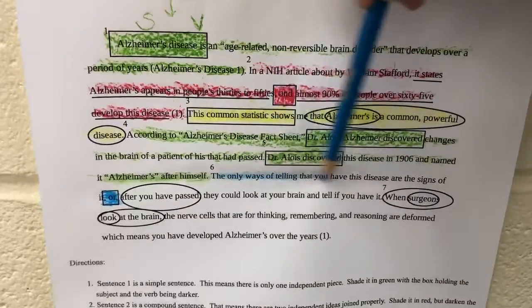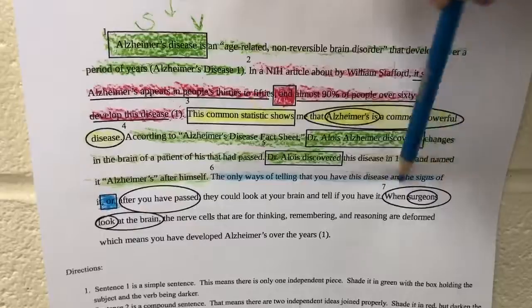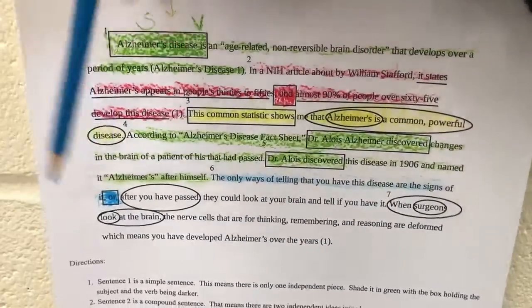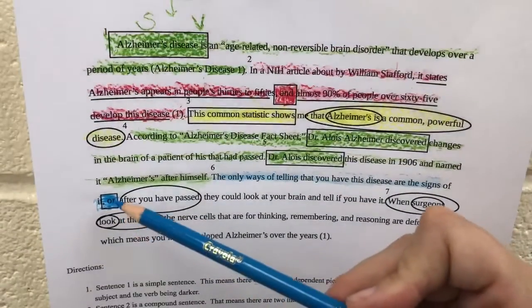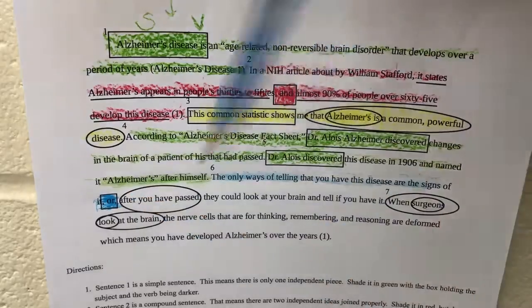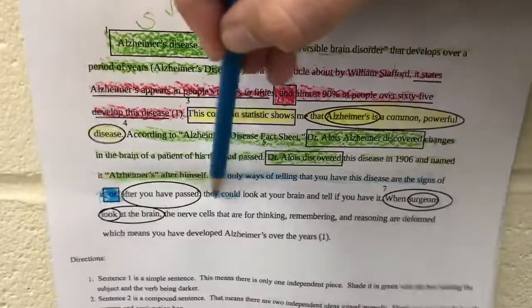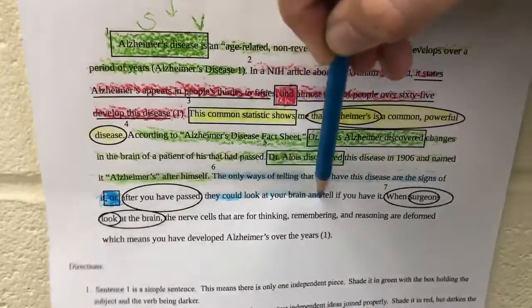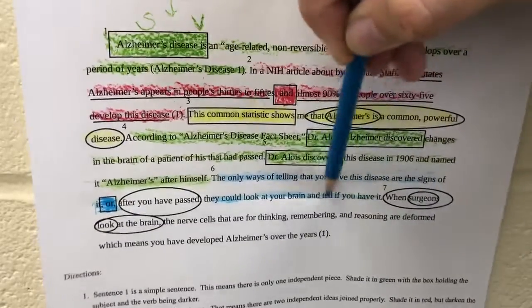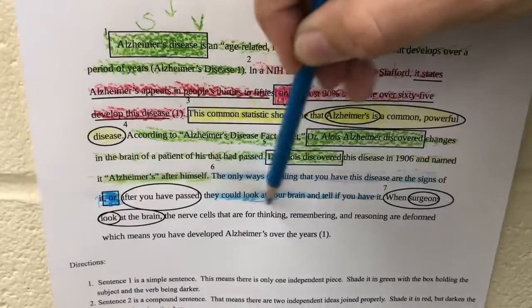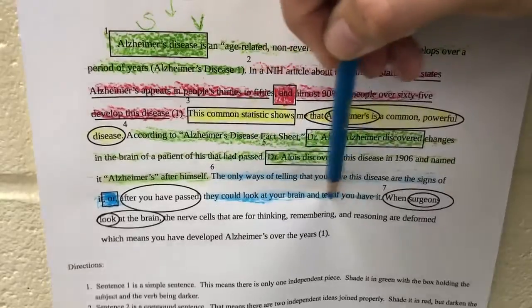The only way of telling that you have this disease is the signs of it. Nice independent thought, but here we're joining it with a comma and an or. Then I have my other sentence. They can look at your brain and tell if you have it. That's how they find out if you have dementia or Alzheimer's disease.